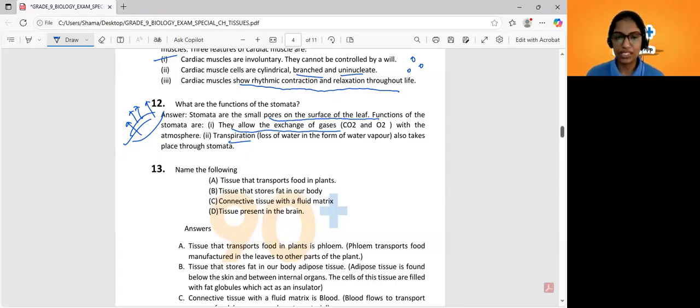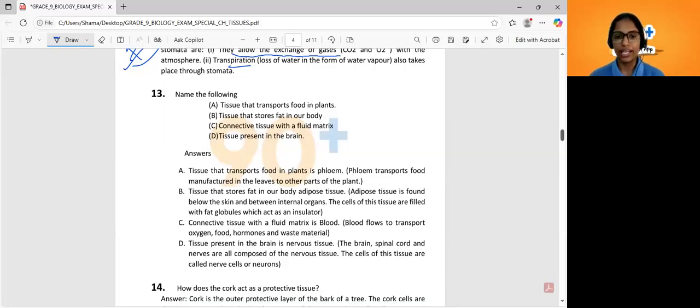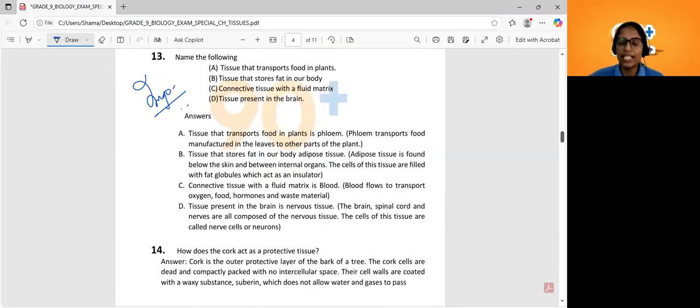And the 13th question is, name the following. The tissue that transports food in plants, the tissue that stores fat in our body, the connective tissue with a fluid matrix, the tissue present in the brain. So this is a very important question, it will be asked from this part. So the tissue that transports food in plants is phloem, and phloem helps in the transportation of food that is manufactured in the leaves to other parts of the plant.